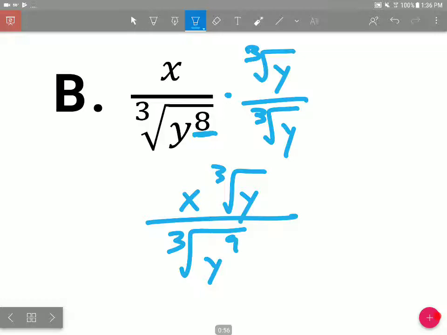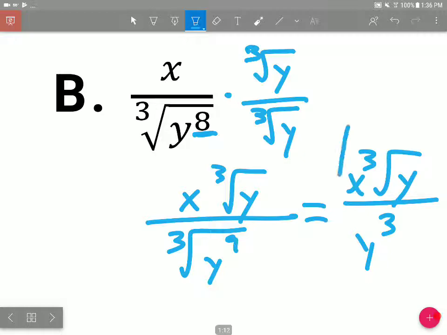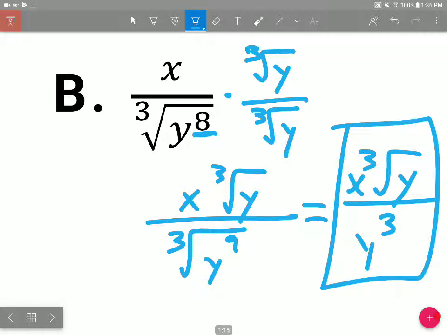Last but not least, so now on bottom, how many groups of 3 do you have down here? Well, it's a 9th, so there are 3 of them. So that is y to the 3rd on bottom, x cubed square root of y on top. That one may look uglier than the original, but that is the rationalized and reduced version. Okay?